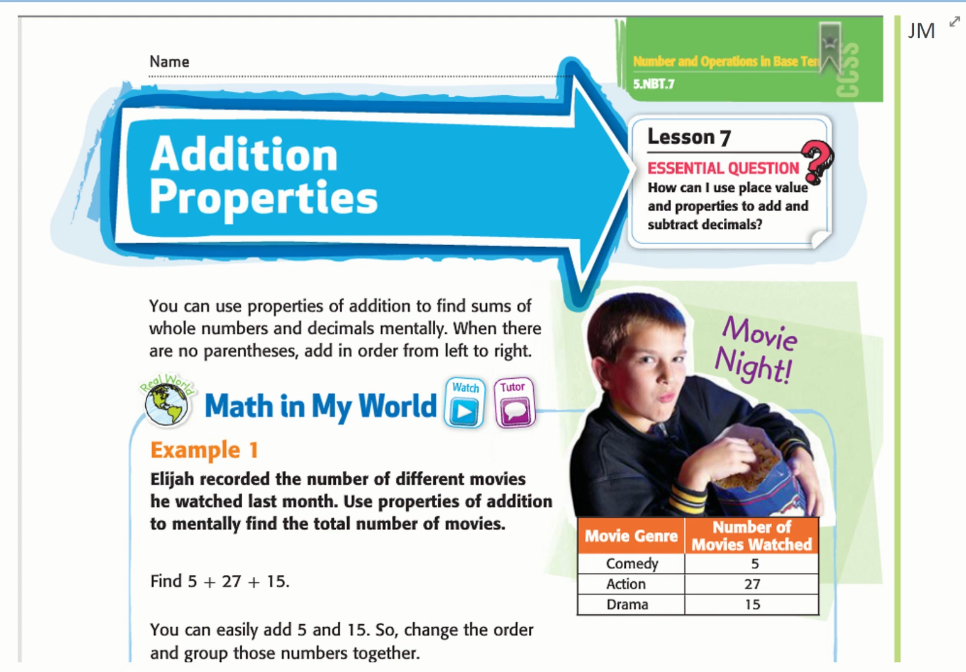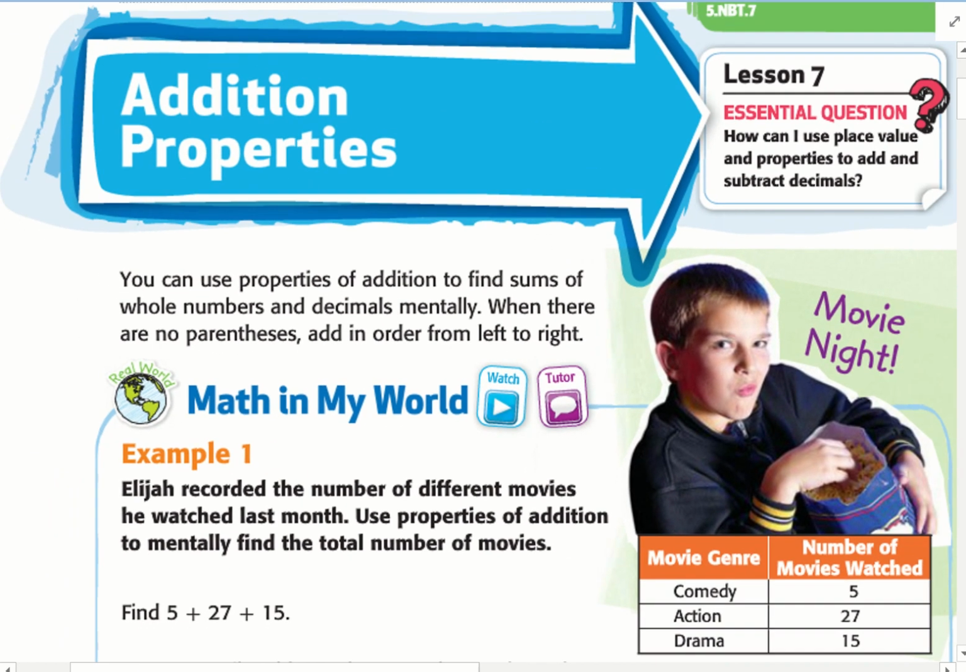We're on page 341. The addition properties. It says you can use properties of addition to find sums of the whole numbers and decimals mentally. When there are no parentheses, add in order from left to right.